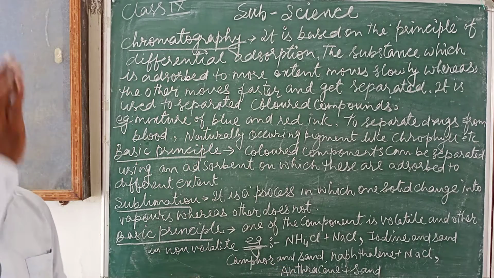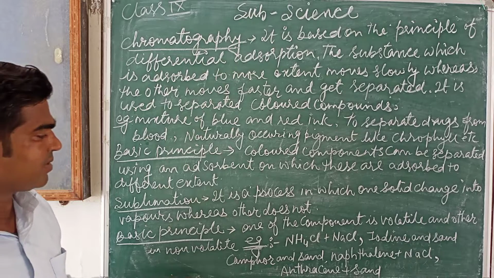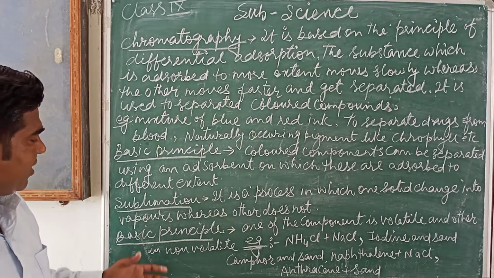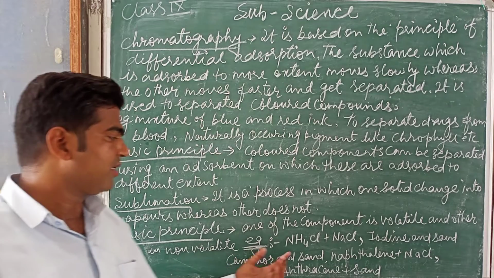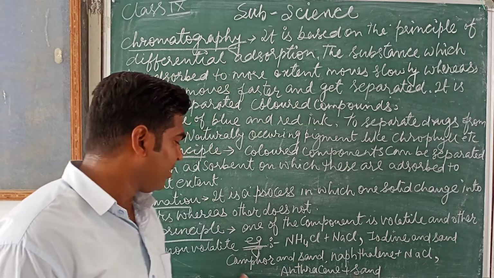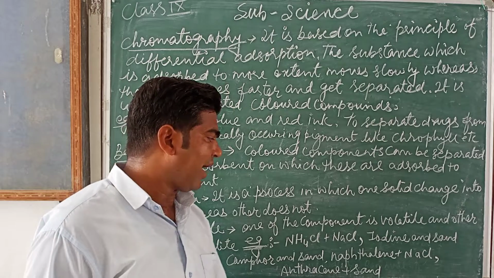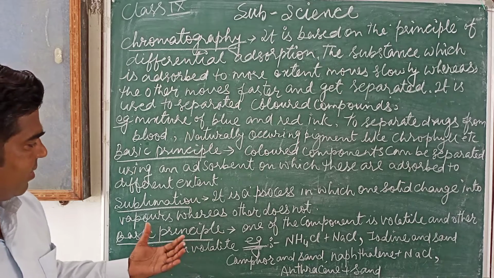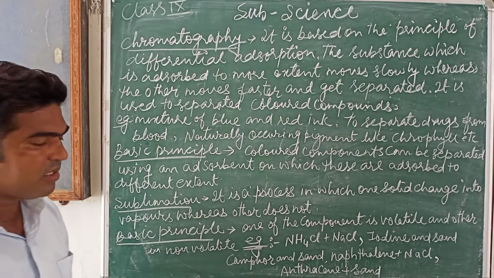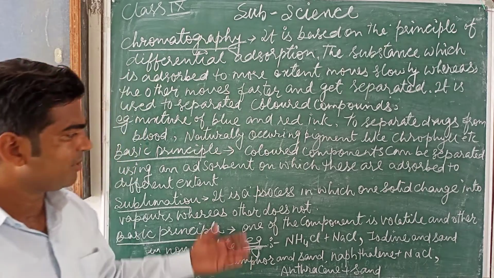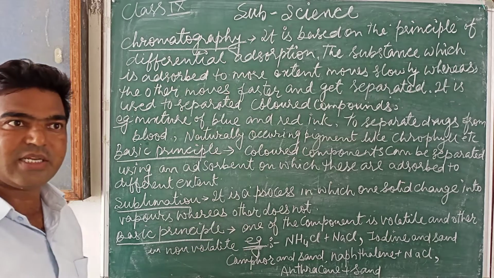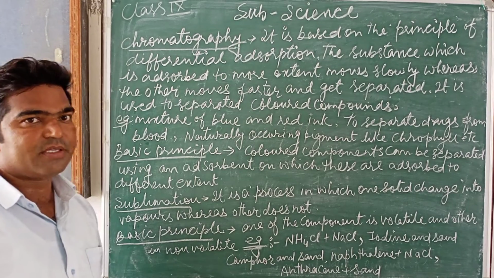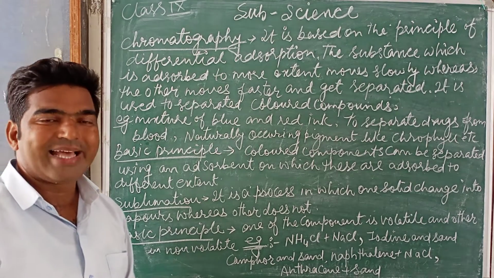This question may be asked in exams, so give some examples of substances which undergo sublimation. You can write ammonium chloride, iodine, kapoor, naphthalene, anthracene. These are all examples of substances which undergo the process of sublimation. Now there are some other processes remaining, like crystallization, fractional distillation, and distillation, which we will discuss in the next class.